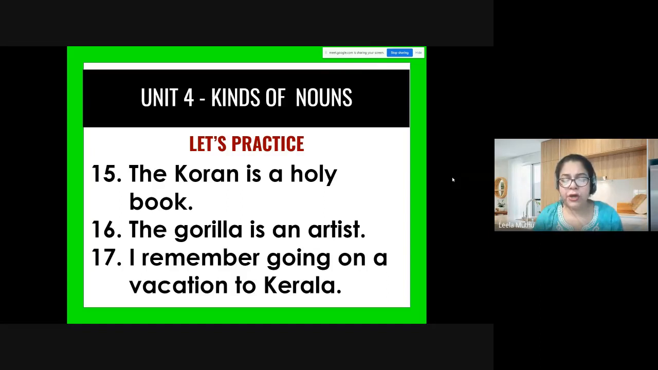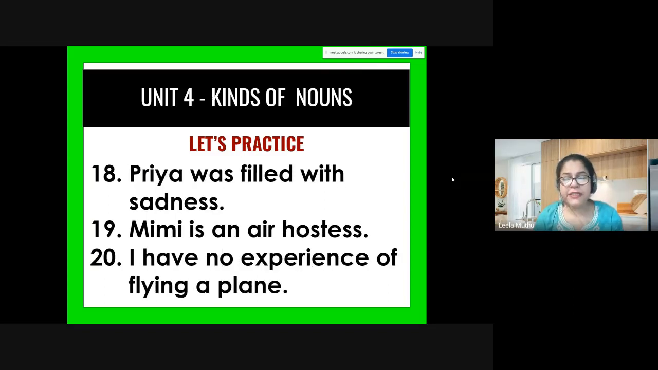I remember going on a vacation to Kerala. Now, vacation is an event, abstract noun. Kerala is a proper noun, name of a state. Priya was filled with sadness. Priya is a proper noun. Sadness is an abstract noun.